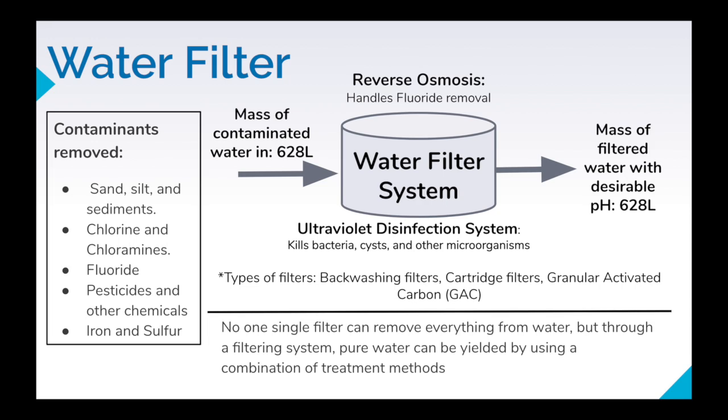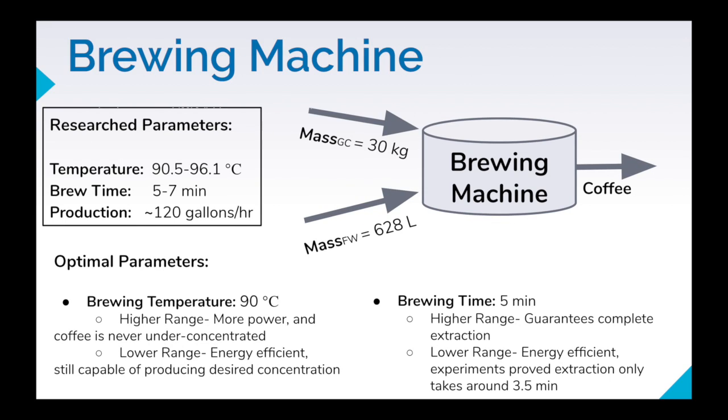No one single filter can remove everything from water, but through a filtering system, pure water can be yielded by using a combination of treatment methods. And the mass of the filtered water in the output with desirable pH is also going to be 628 liters. The overall contaminants removed are going to be sand, silt and sediments, chlorine and chloramines, fluoride, pesticides and other chemicals, iron and sulfur.